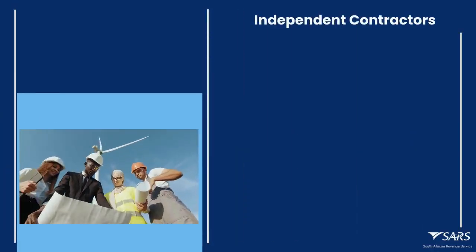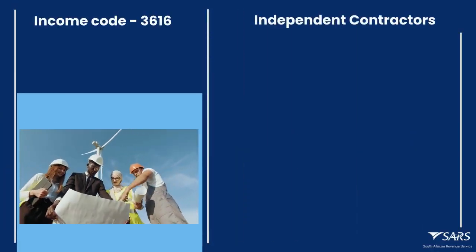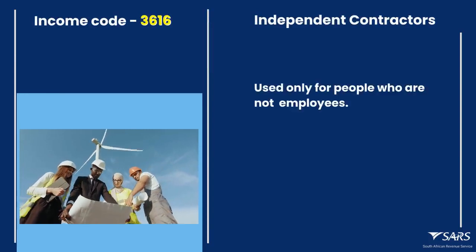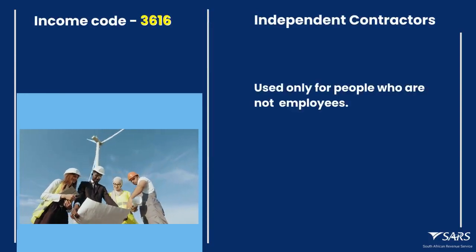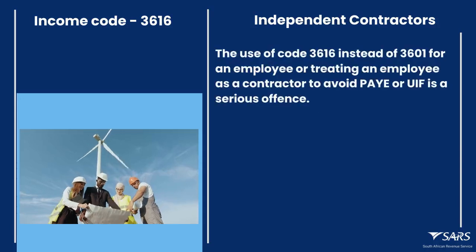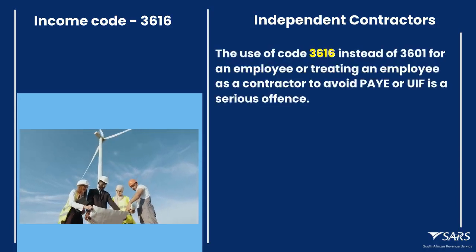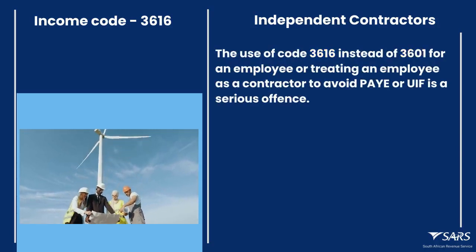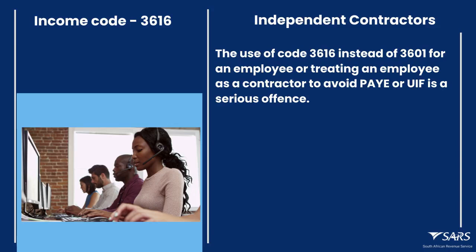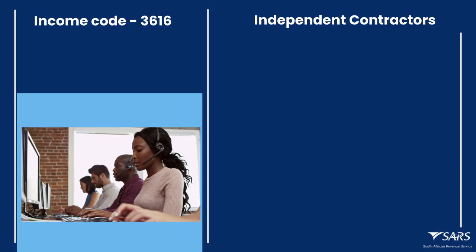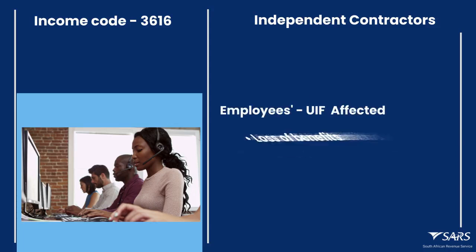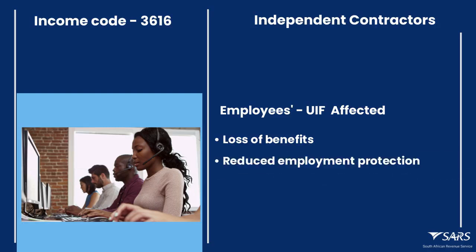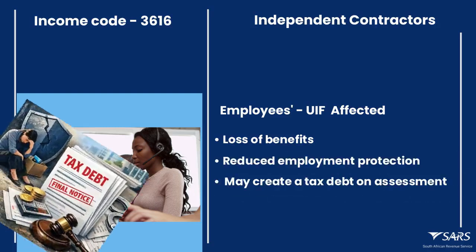Employers who make use of independent contractors must use code 3616, as this is used only for people who are not employees. To use the code 3616 instead of 3601 for an employee, or treating an employee as a contractor to avoid pay as you earn or unemployment insurance fund, is a serious offense. This also affects employees' unemployment insurance fund, loss of benefits, reduced employment protection, and may create a tax debt on assessment.